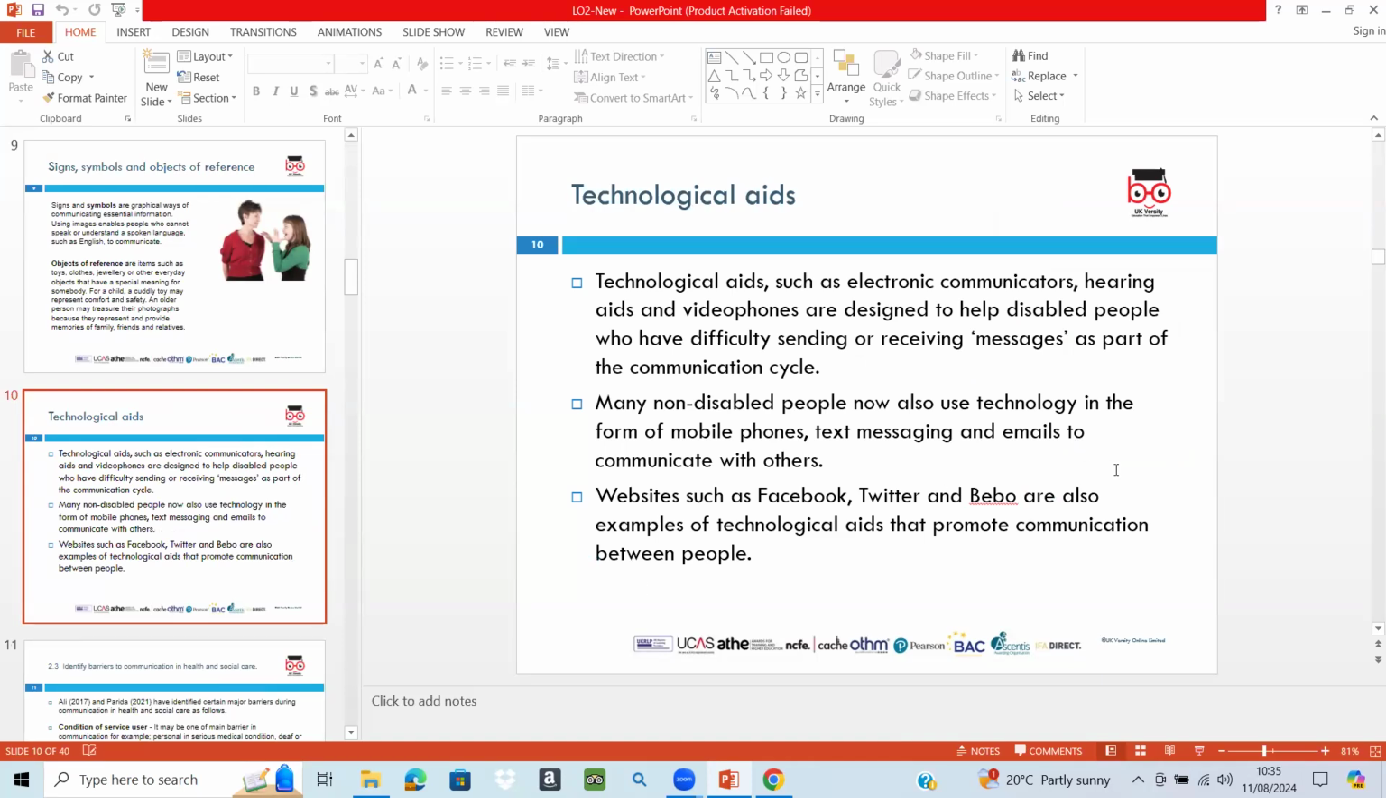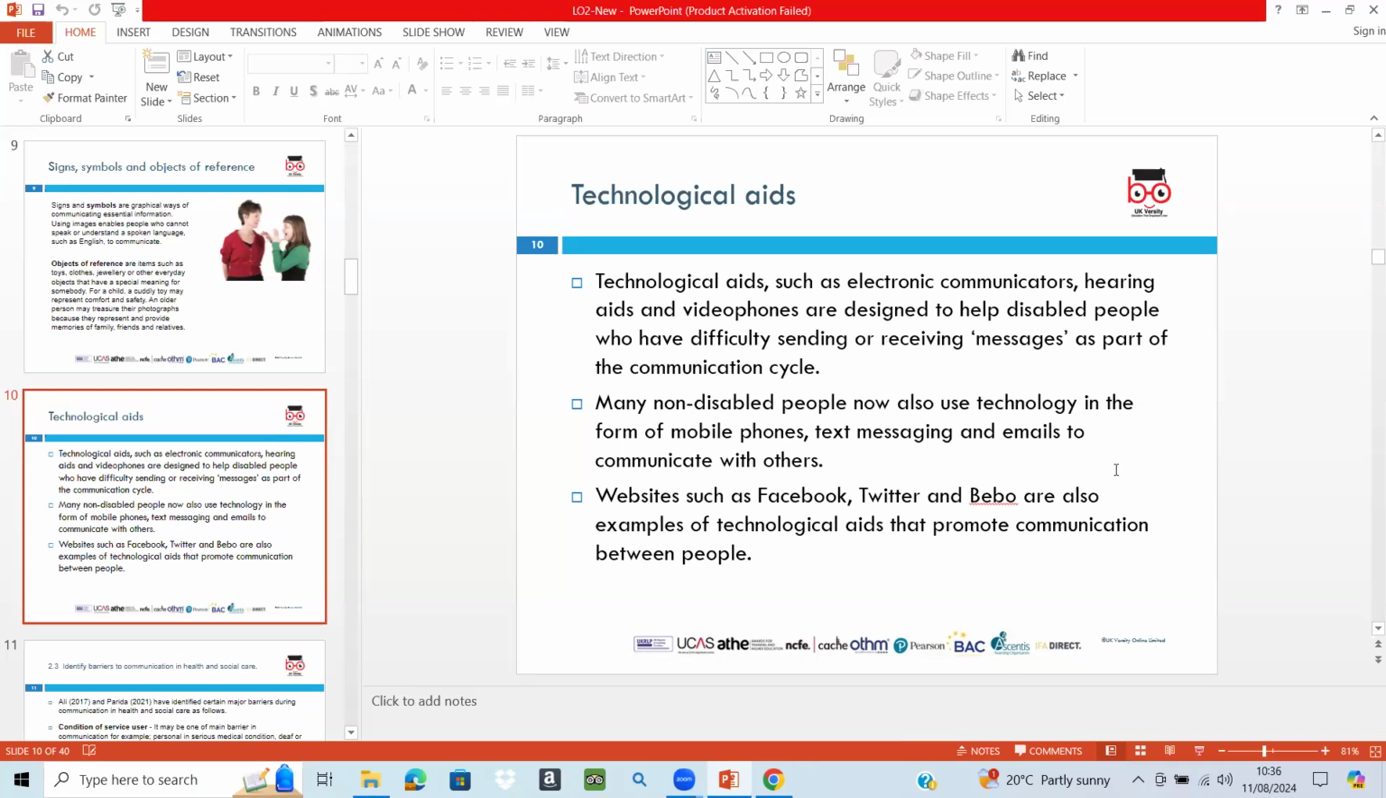Right. So again, here we need to discuss the technological aids. As we all know, technology has greatly enhanced communication in healthcare, especially for individuals with disabilities. So we have electronic communication. These devices assist individuals who have difficulty with verbal communication. For example, a patient who cannot speak might use a tablet with a speech generation application to communicate with their healthcare providers, allowing them to express their needs and preferences effectively.